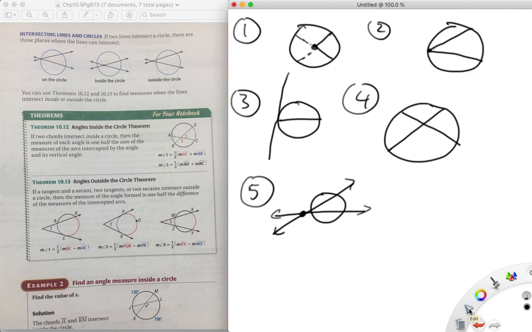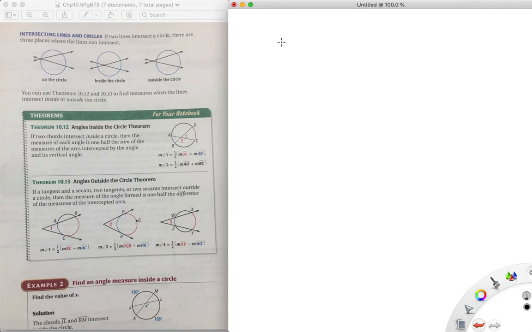So what happens when we intersect and it goes inside? And this is theorem 10.12, the angles inside of a circle theorem. I'm not going to write all of that. I'm just going to call it 10.12. So here's our circle. Here's our angle, and we have 2 chords such that they intersect inside.